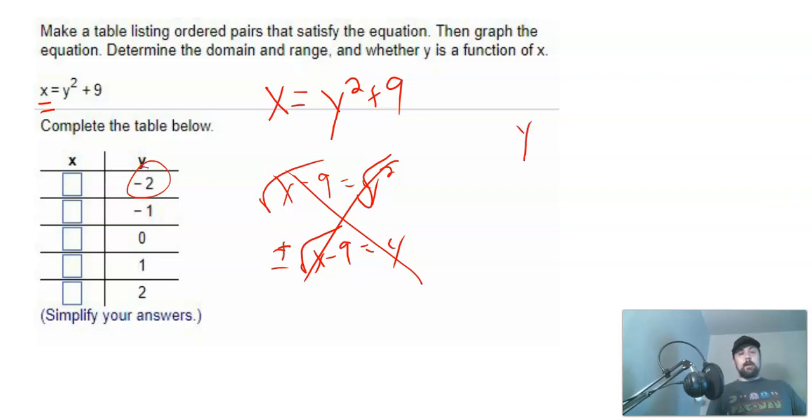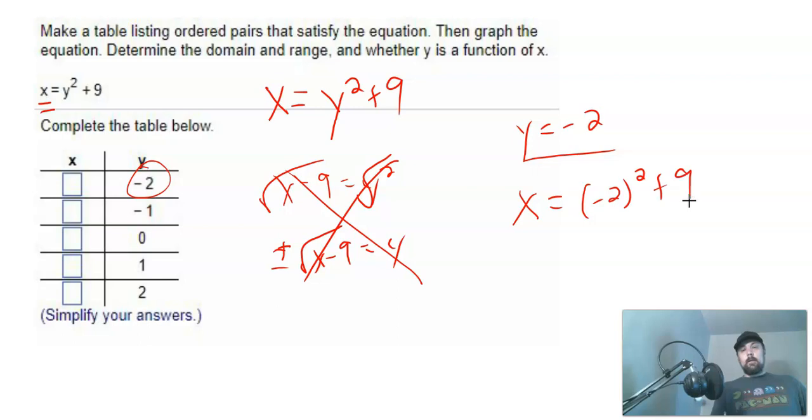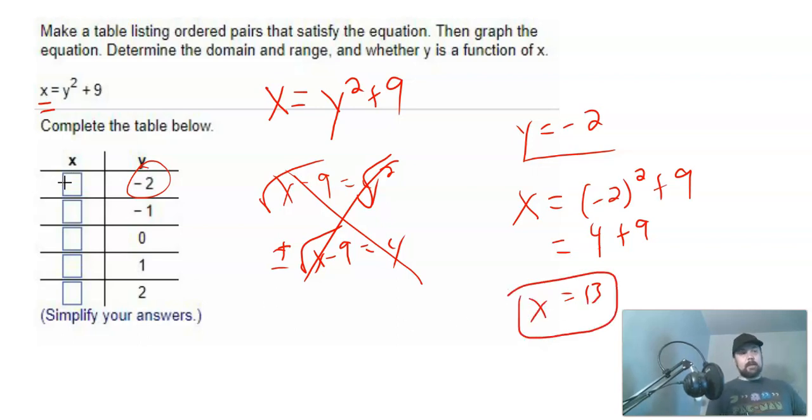We have -2, right? So we don't really get to choose this time. MathXL has chosen for us. So they chose y equals -2 for us. We're going to plug that into the equation and let the equation tell us the value for x. Right, and so we'll get -2 squared, which is +4. 4 plus 9 is going to give me 13. And so I get x is equal to 13 in that case. So I'll put 13 in the box here.